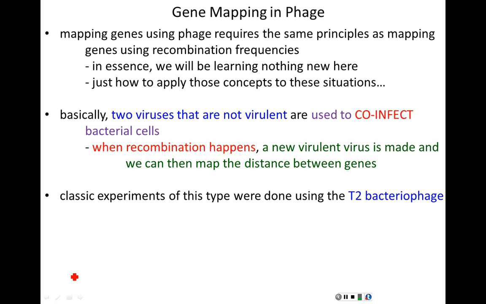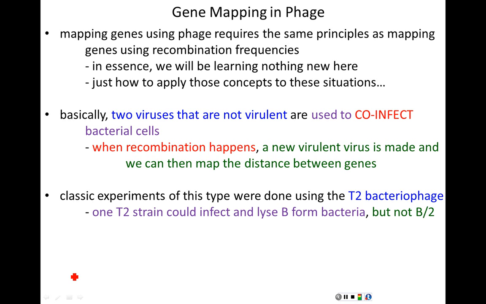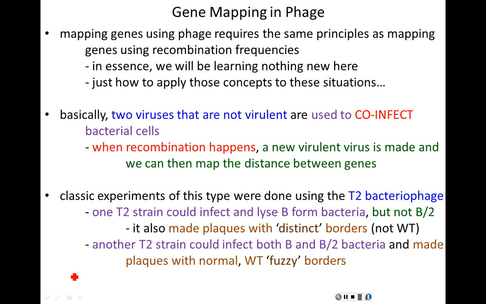I'll give you an example. The classic experiments that were done this way used a specific type of bacteriophage called T2. It's just the name of that virus. One T2 strain could infect and lyse cells of the B variety in bacteria, but couldn't infect or lyse bacterial cells called B2. Also, when infections occurred, the plaques made by these mutant T2 viruses were distinct. They had sharp borders, not fuzzy borders, but sharp borders of their plaques.